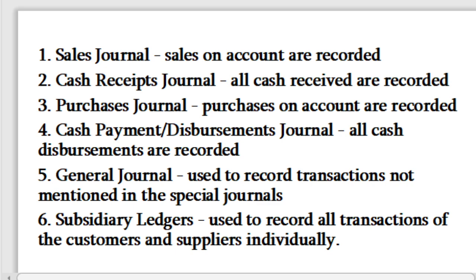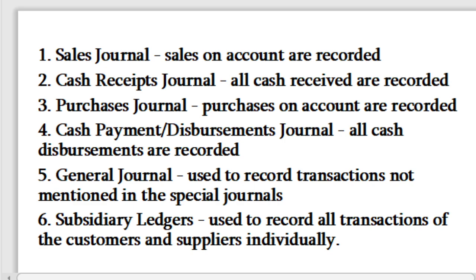Next, cash payment or disbursement journal. Dito natin nire-record lahat ng pera na lumabas sa business natin. Example, nagbayad tayo ng utang. Example, meron tayong binili, cash. Or nagkaroon ng withdrawal si owner. Dito natin yan nire-record sa cash payment or cash disbursement journal. Nagbayad tayo ng mga expenses. Next is the general journal.